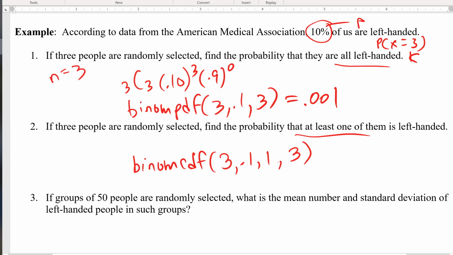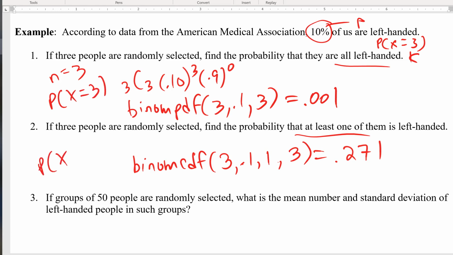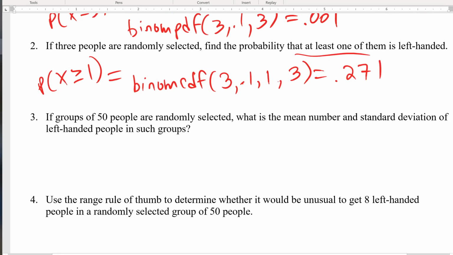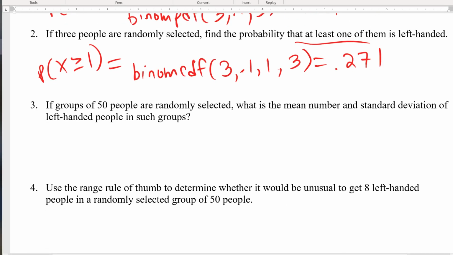Okay, so this was the probability that x equaled 3. This was the probability that this was at least 1, greater than or equal to 1. Okay? Now it says, what if 50 groups of people were randomly selected? What would we expect on average? Well, if 50 people were randomly selected, and there's a 10%, I'm sorry, was it 10%? Yeah, 10% probability of left-handed.